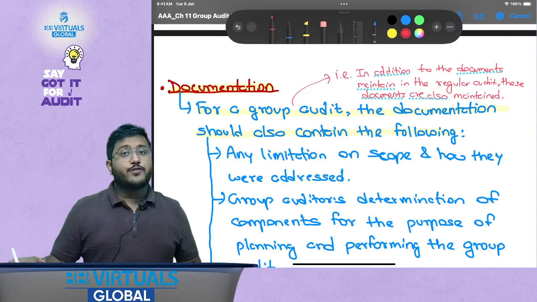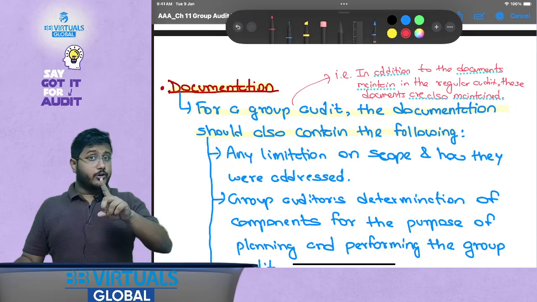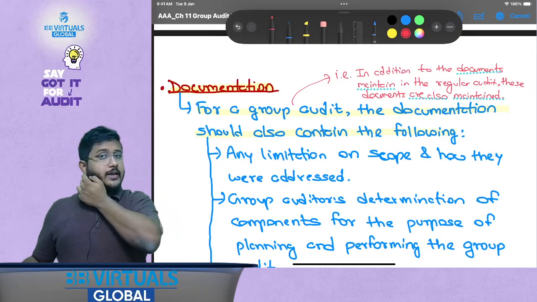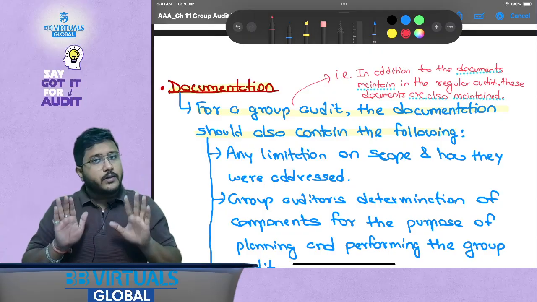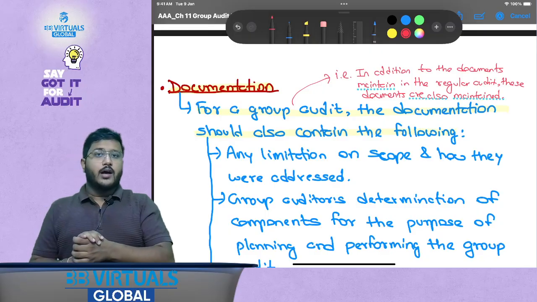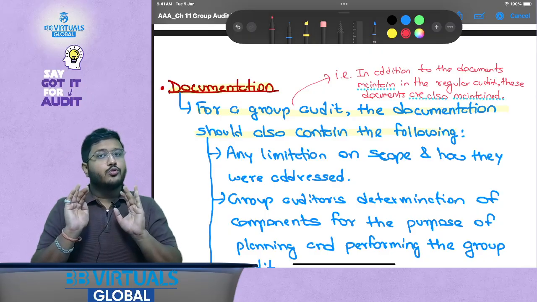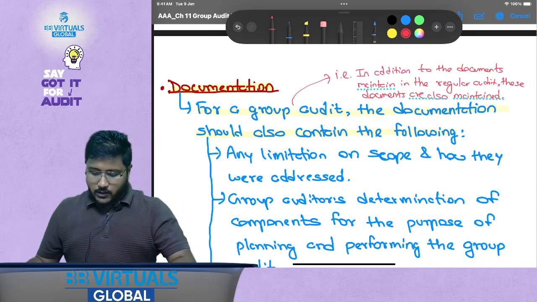What should be the level of documentation? Again the same: the level of documentation should be what we have discussed in the audit documentation standard. The level of documentation should be enough to help an experienced auditor with no previous connection to this particular audit understand the procedures that have been performed, the evidence that has been obtained, the conclusions that have been drawn, and the relevant professional judgments that have been taken.